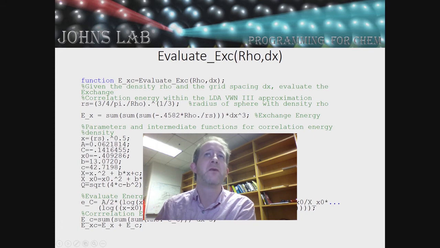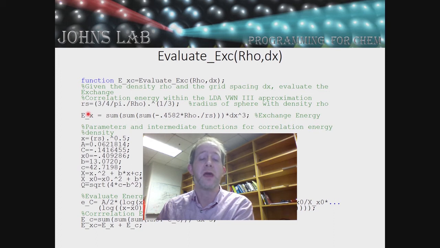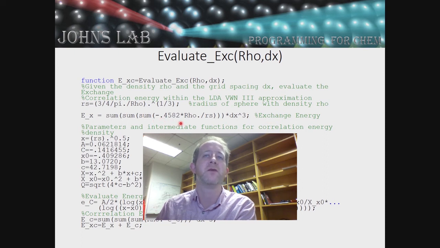Last thing we have to do is evaluate our exchange energy and exchange correlation energy. And now all we need is just the density and the grid spacing. Again, we'll calculate this auxiliary function Rs. Our energy is just the integral over all space of the density times the exchange correlation energy density. So we'll take the sum over all space of minus 0.4582 times the density divided by our radius function, all cubed, and that's our exchange energy.